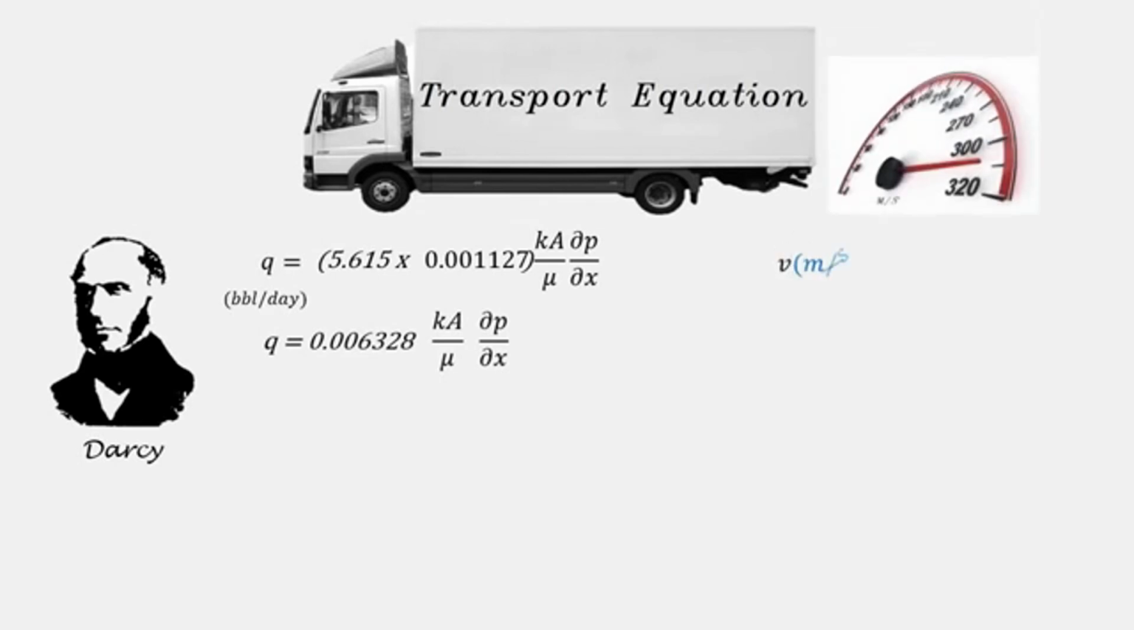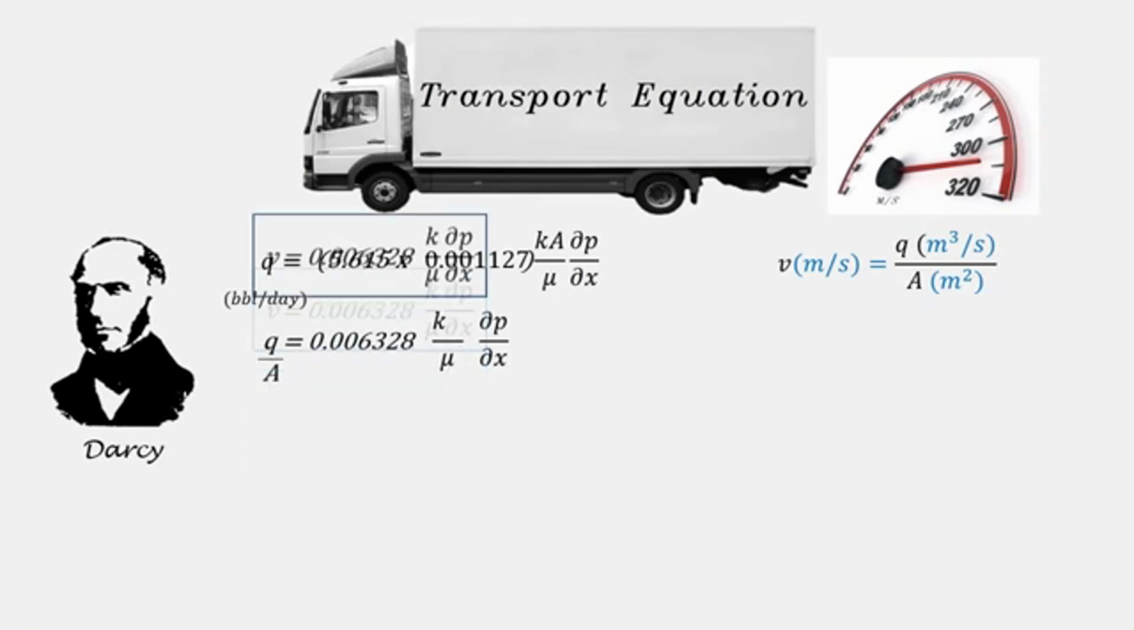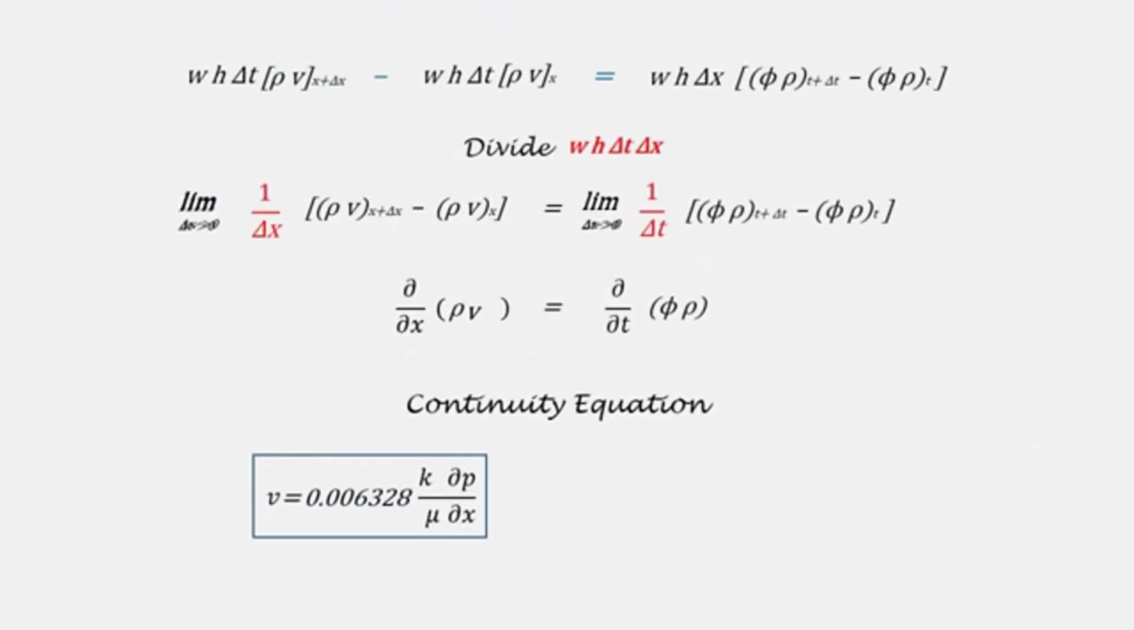Q is equal to V times A. So when you rearrange, it becomes V equals Q over A. By moving A to the left and substituting it with V, we have the transport equation. The transport equation is substituted in our continuity equation.